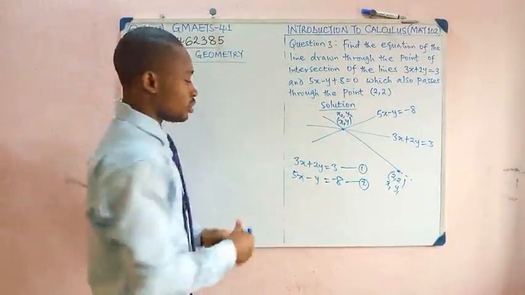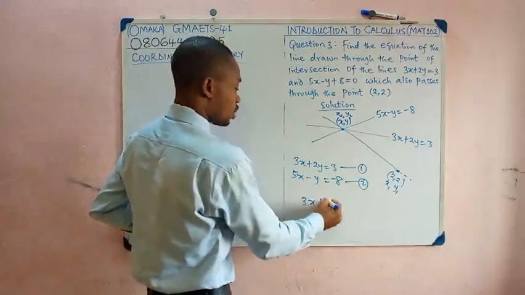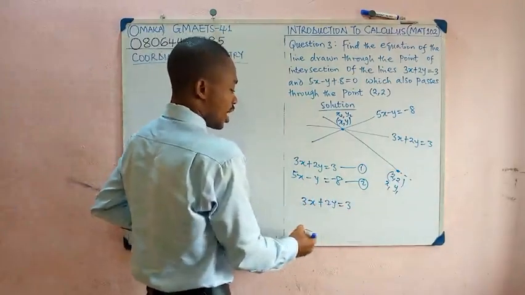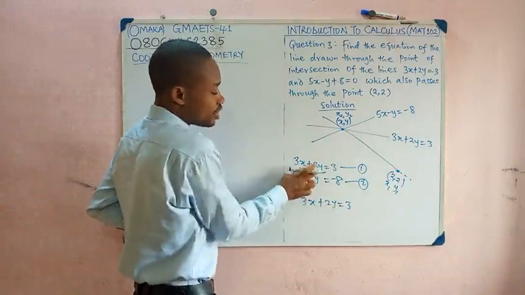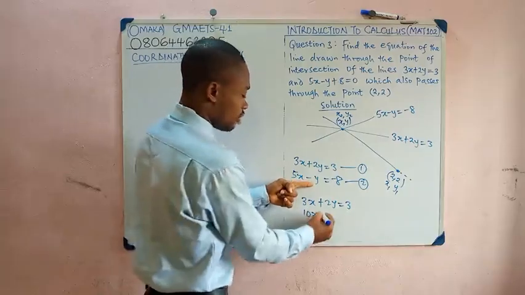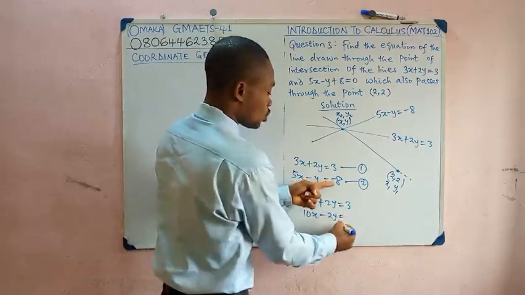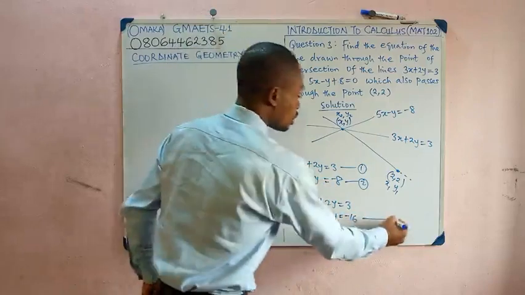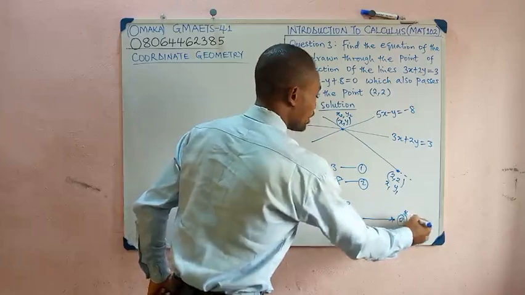Is that okay? So, I would have these, and then let me bring down 3x plus 2y equal to 3. And then, to get this coefficient to be the same as this, I multiply this equation by 2. So, I'm going to have 10x here, that is 2 times 5, minus 2y, then equal to 2 times minus 8, which is minus 16. So, this equation is actually obtained from equation 2 times 2.